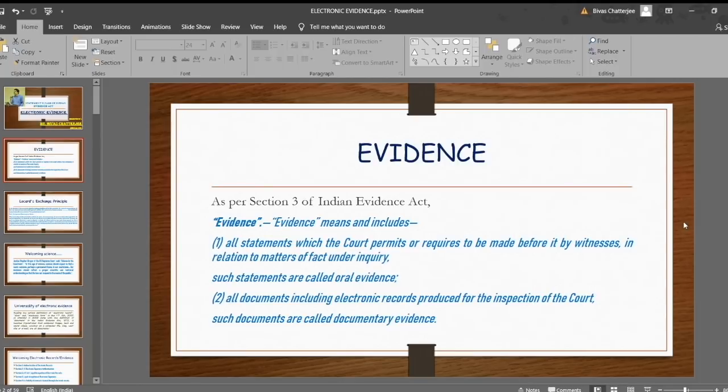all statements which the court permits or requires to be made before it by witnesses in relation to matters of fact under inquiry, that is direct evidence, and we can call it oral evidence. Other than this oral direct evidence, there are documentary evidences, which include electronic records produced for the inspection of the court. Such documents are called documentary evidence. So in our final definition of what is evidence, apart from direct oral evidence, electronic evidence is just like documentary evidence, and it is something which is placed before the court for inspection.